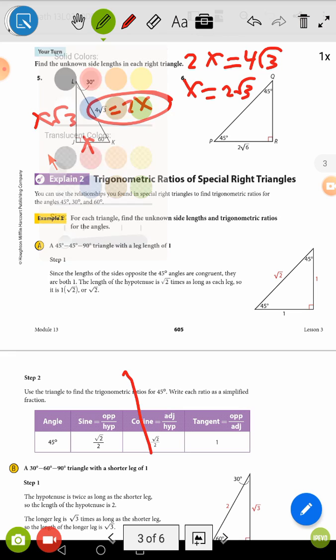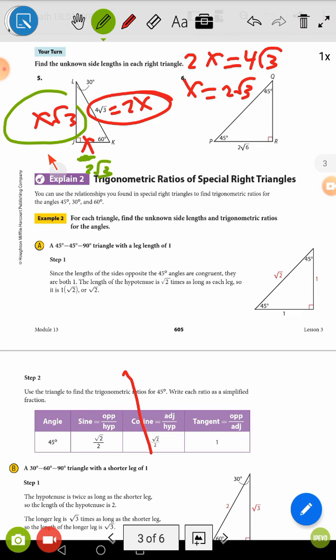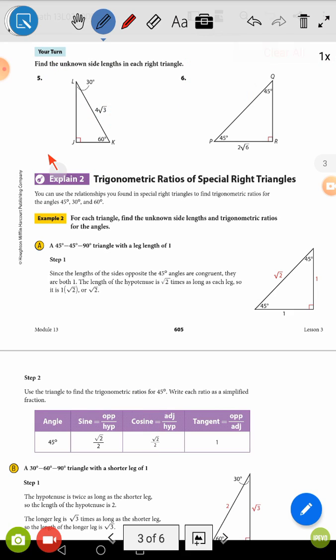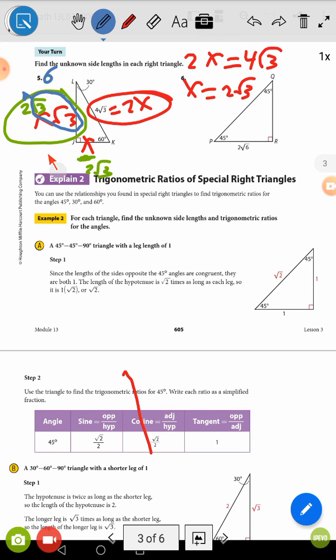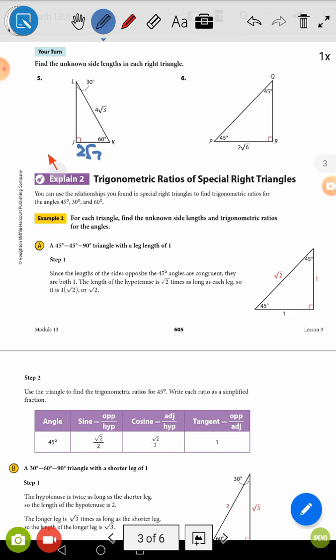So here, that side is 2 root 3. And that side is 2 root 3 multiplied by root 3. It's equal to 6, because root 3 multiplied by root 3 is 3. Multiplied by 2, it will be 6. Okay? So that is 2 root 3, and that is 6.